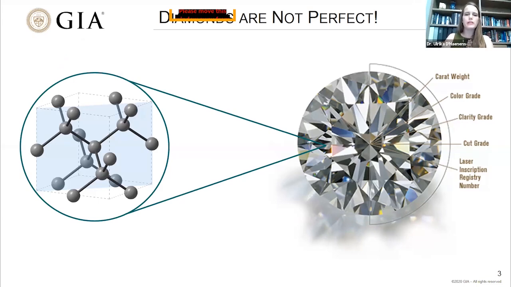So when one thinks of diamond, a lot of people think of it as being a perfect material. But the truth of the matter is that diamond is not perfect. Diamond consists of carbon in a tetrahedral arrangement, as shown here to the left, where each one of these little gray spheres is a carbon atom. And this system, this lattice, actually contains a lot of different imperfections.